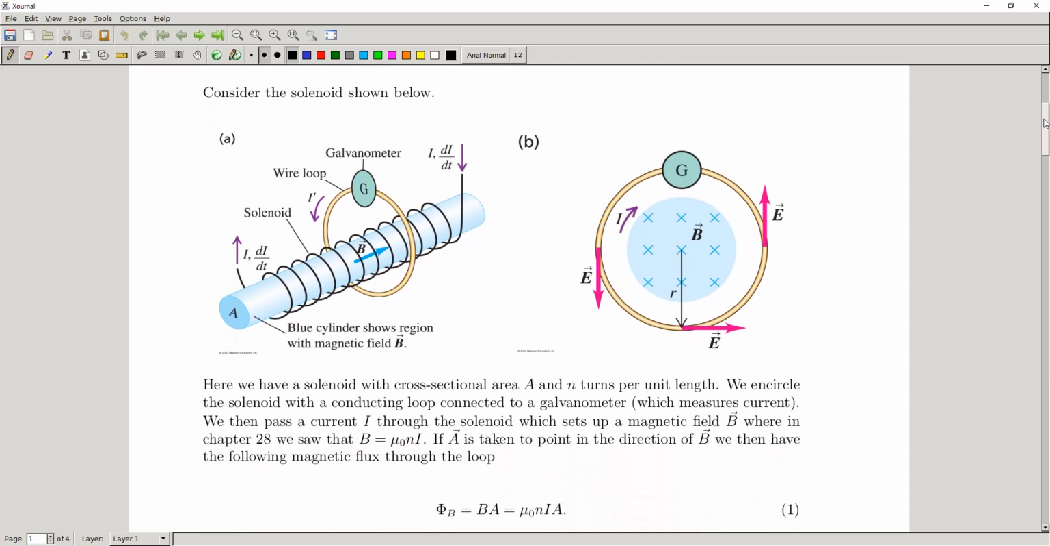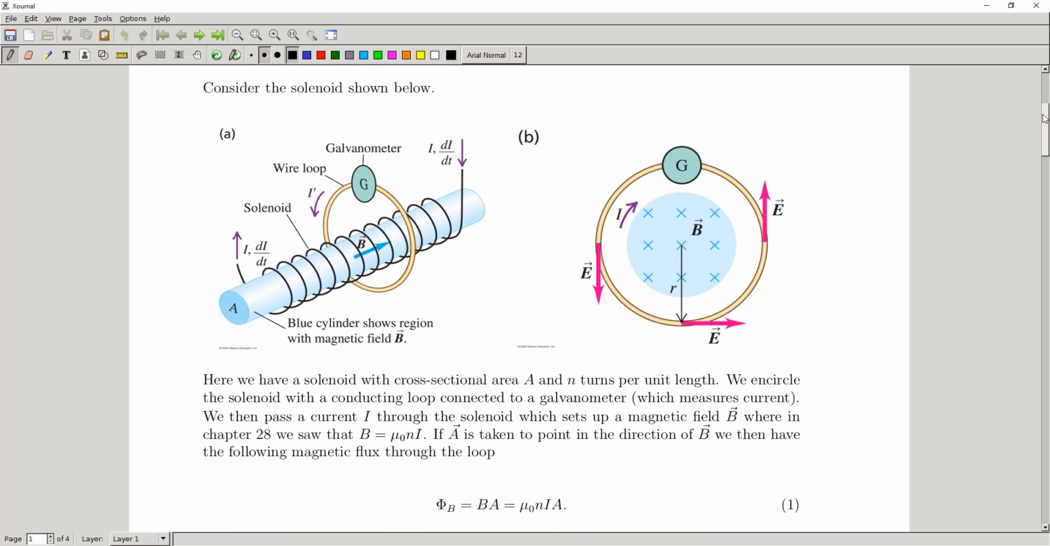We're trying to get at what exactly is actually causing this current, what's actually causing this EMF, what's driving these charges. I guess I haven't really mentioned, our cross-sectional area here is going to be A, and we know that we have n turns per unit length. So this lowercase n we're going to use in this discussion to mean the number of turns per unit length, okay? And so like I said, we're encircling this solenoid in this conducting loop.